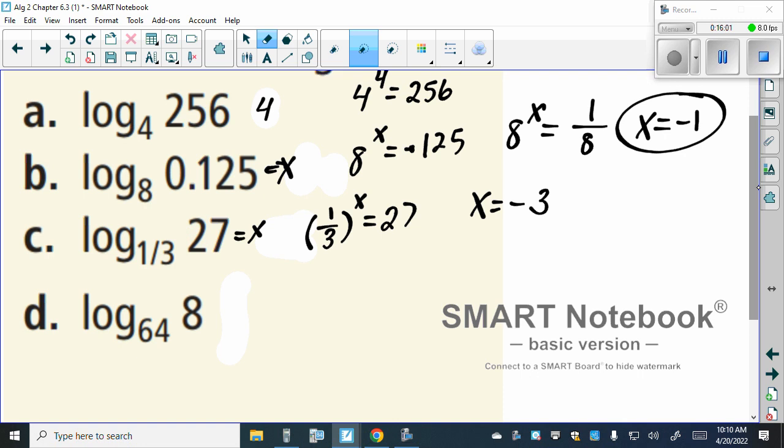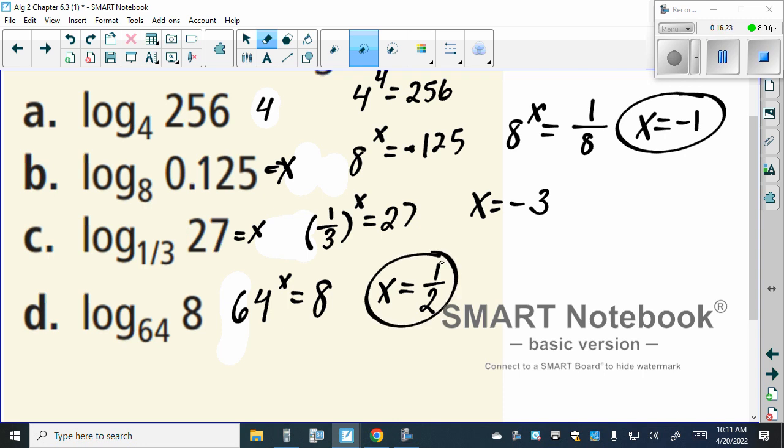And our last one is saying what? 64 to the x is equal to 8. It is indeed 1/2. Because anytime we're decreasing, 64 to what power is 8, we're going backwards. We're dealing with fractions. Yeah, exactly. Since we're taking the square root of it, it's going to be 1/2.